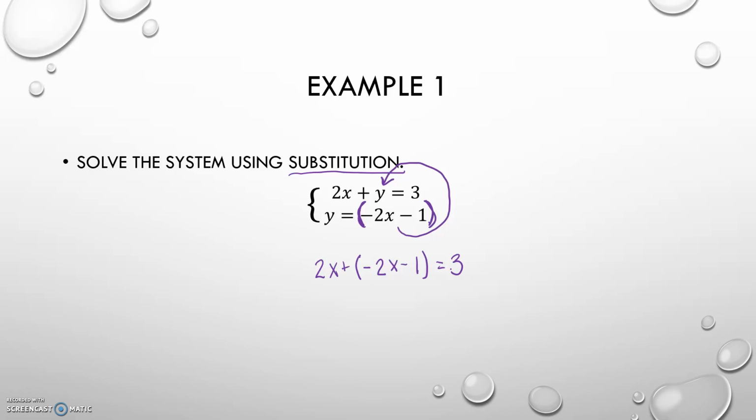And now I can start solving. So I have 2x, and when I distribute that I would just get minus 2x minus 1 equals 3. Now this is a little bit of a tricky problem because if I simplify on this side I have 2x and negative 2x. Those cancel out and I would get 0x. But I don't want to write 0x. I'm just going to write negative 1 equals 3.